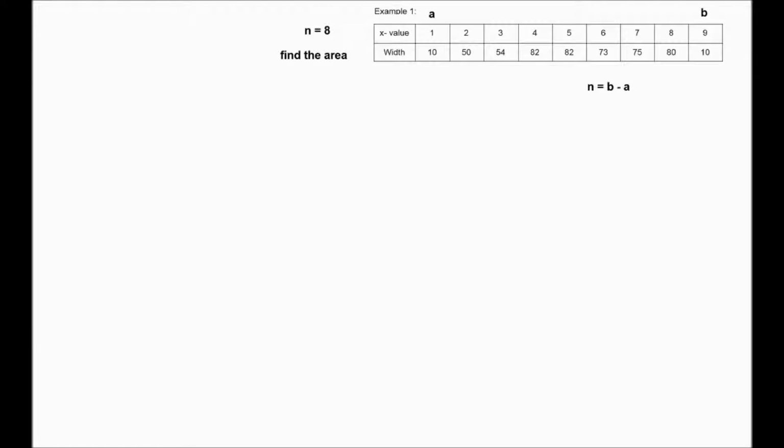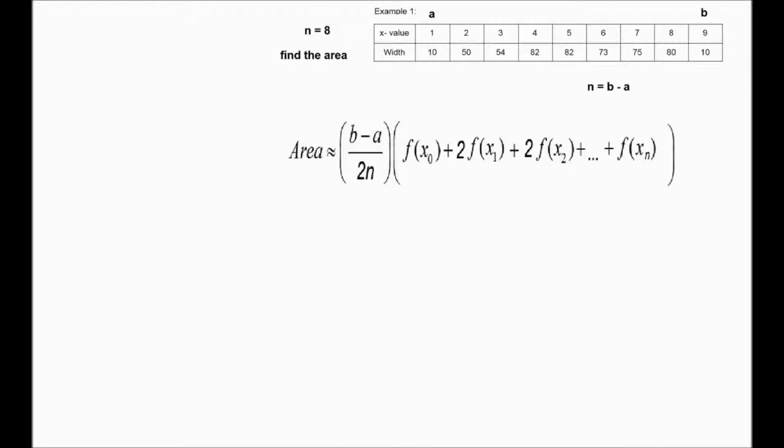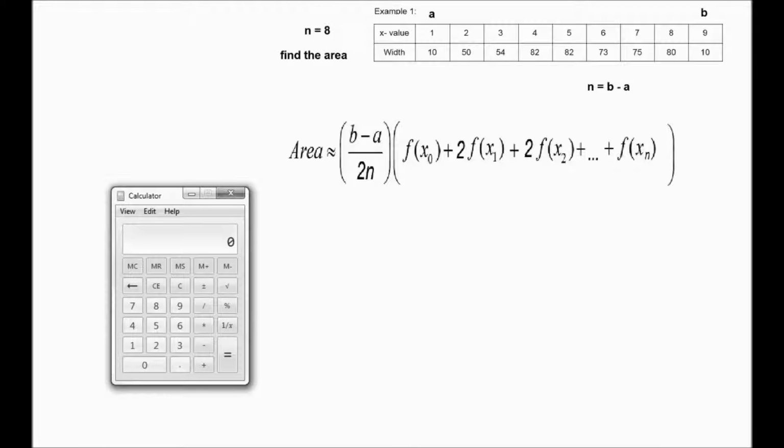In the first example we are given the prompt that n equals 8 and that we must find the area. So, what we need to do first is make sure that the table we have been provided with has an n value of 8. To do this, we find n by subtracting a from b. So, b equals 9, and then we subtract 1 from it, and we do see that n is indeed equal to 8. Now that we know this, we can move on to plugging everything into the area formula, as shown. With this formula, we will then be able to find the area under this curve.